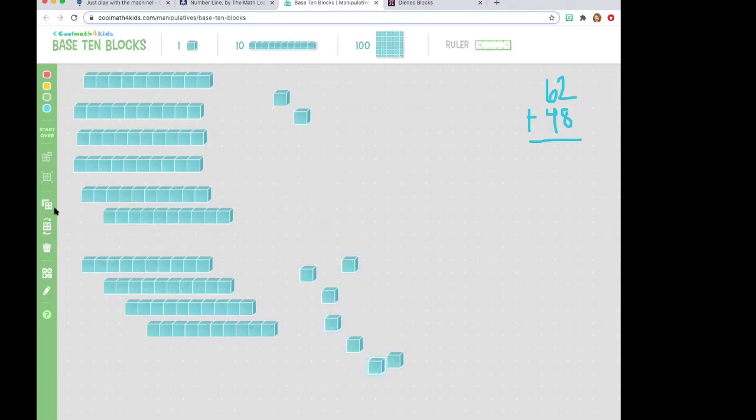1, 2, 3, 4, 5, 6, 7, 8. So here, we talked about taking the 2 from the 62 and giving it to this addend, the 48. So we can see that literally right here. We take from this first addend and we give it down here to the bottom. Boom. And now here we can make this a 10 and we can add the numbers together.